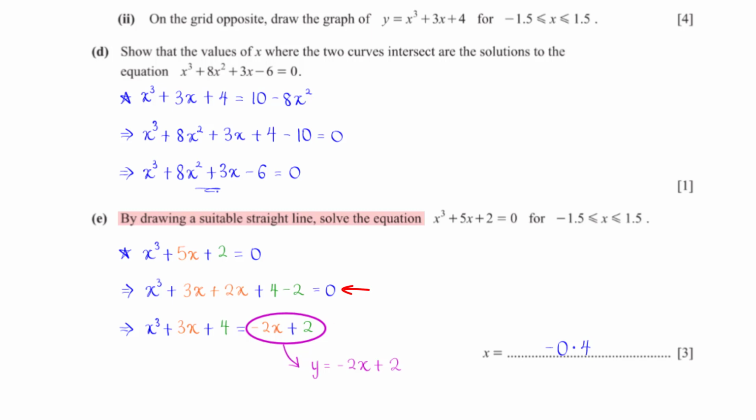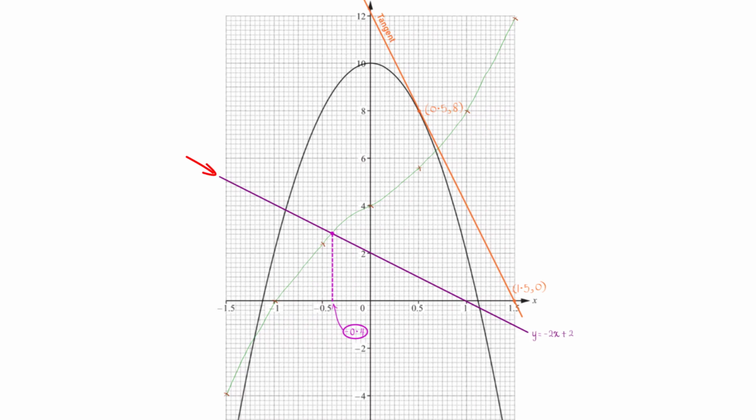So now we leave x cubed plus 3x plus 4 on one side of the equation and we move all the other terms to the other side of the equation. This means we need to draw the line y equals negative 2x plus 2 on the grid and find the x coordinate of its intersection point with the curve. So on the grid, we've drawn the line y equals negative 2x plus 2 and we see that at the intersection point, x is negative 0.4.